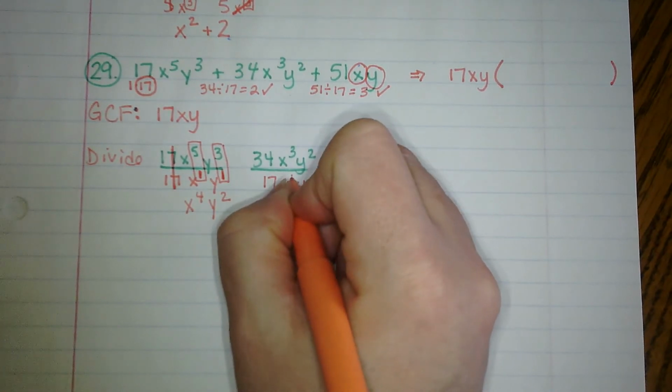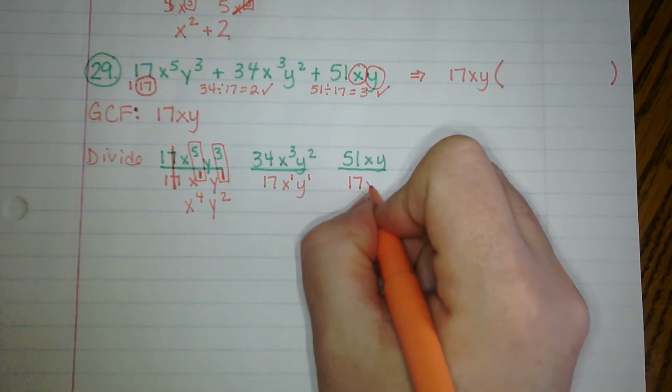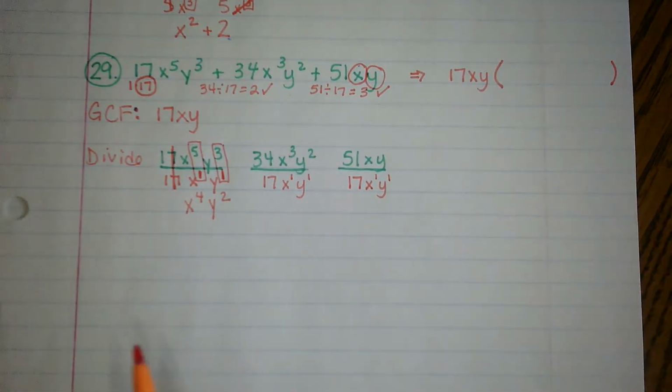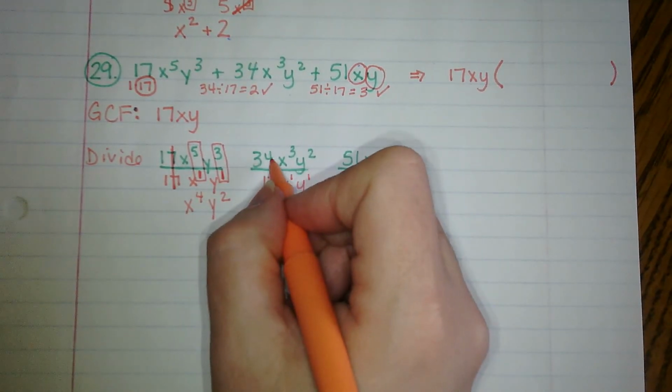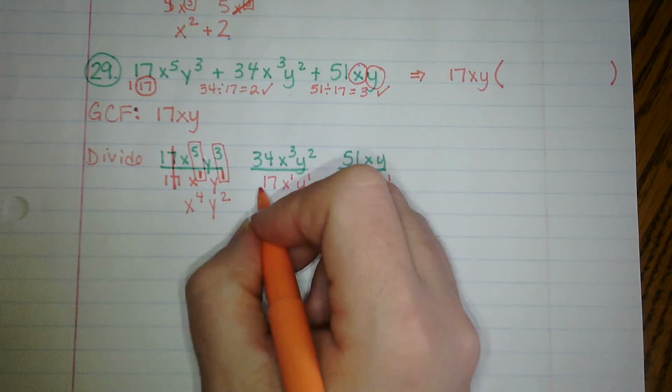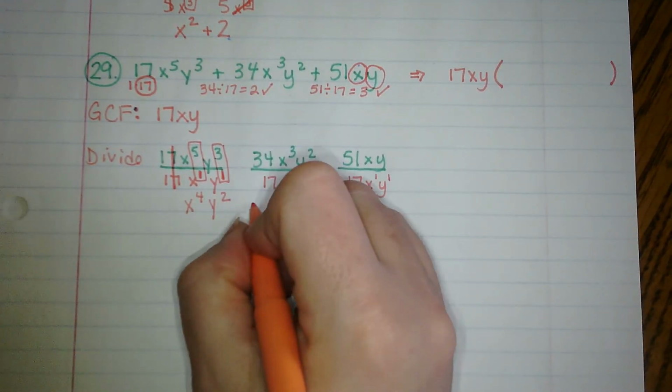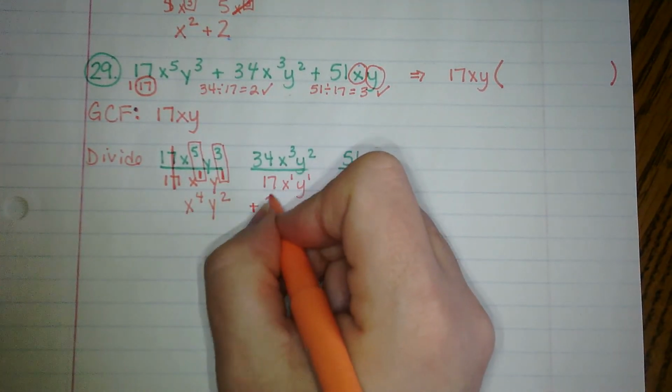Look, I got a little crazy. I'm going to put the 1s in now. Okay, so then I'm going to do a positive 34 divided by a positive 17. We already said that that was 2. We're dividing that, you get 2.